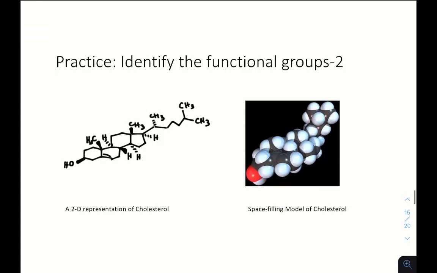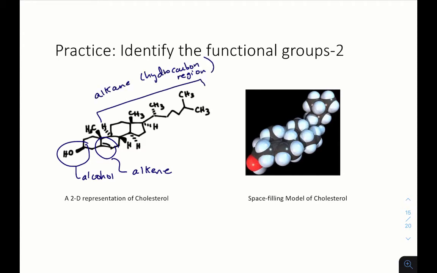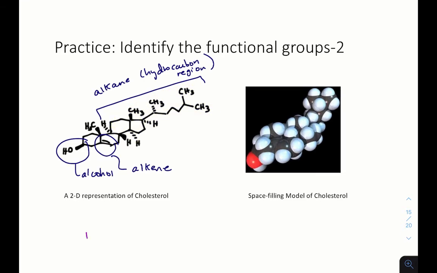So let's pause again and identify the functional groups in cholesterol. What did we come up with? Well, we have an alcohol, an alkene, and then cholesterol is pretty boring after that. We just have this big alkane or big alkyl region. And even though this region doesn't have any functional groups, it still has some pretty important properties that we'll talk about later this week.